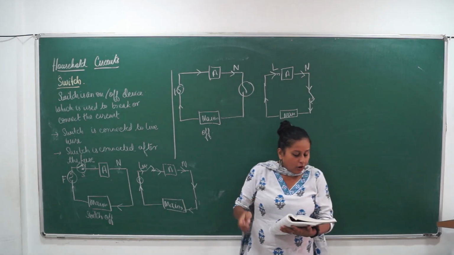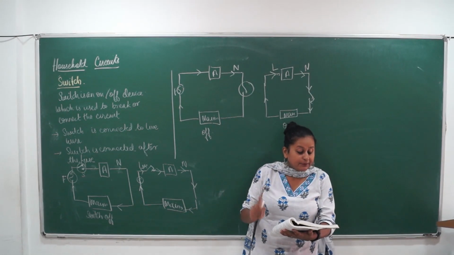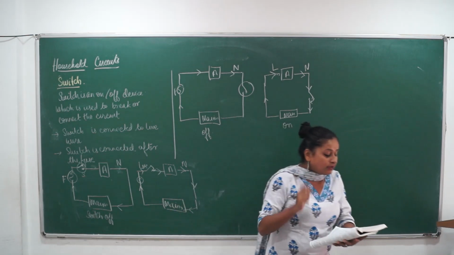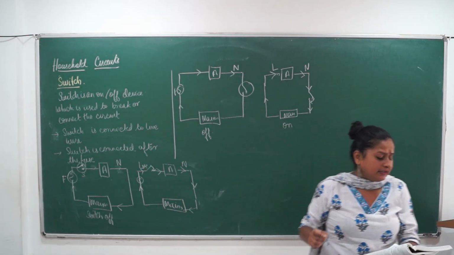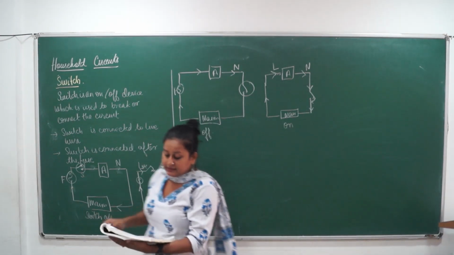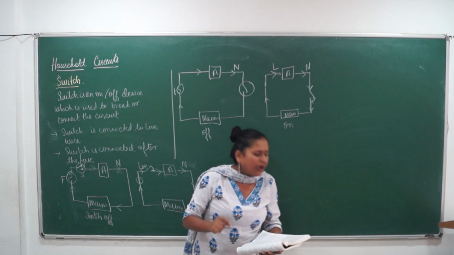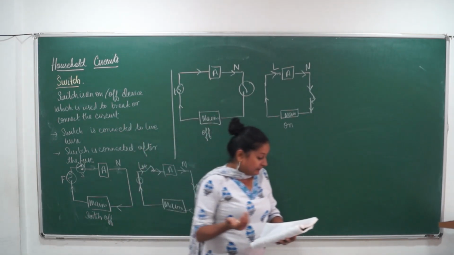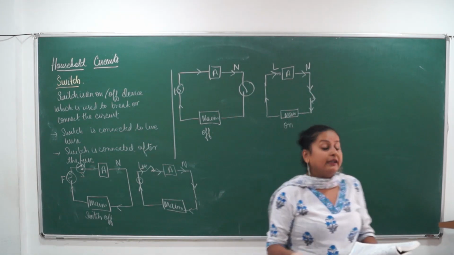Okay. Although no current flows through the appliance because the return path is incomplete, in this condition it is not safe to carry out any repairs in the appliance because touching the live wire or the appliance, the current will pass through the body. Why will the current pass through the body? The path of least resistance. And he may get a fatal shock.